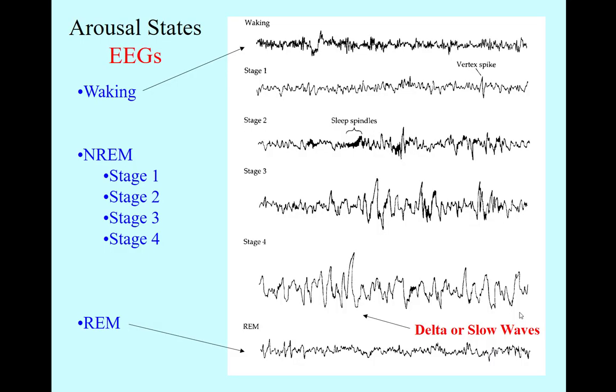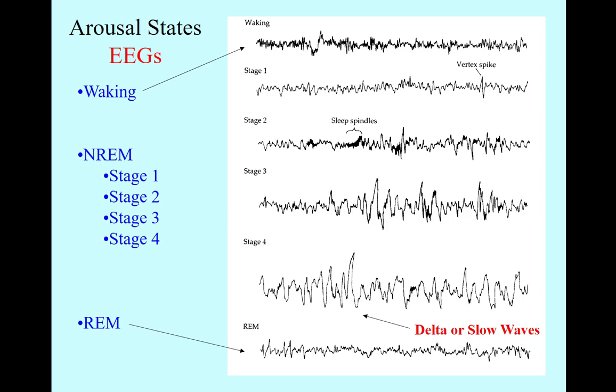So the key way to tell the difference between the different stages of sleep is initially by looking at the EEG. We'll see in the next slide that we also need the EMG, some other factors. But the EEG, the electroencephalogram, this electrical activity of the brain, is the classic means by which we measure stages of sleep. And of course, when we talk about arousal states, we're including waking in there as well.